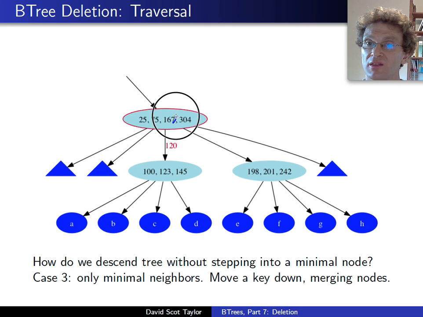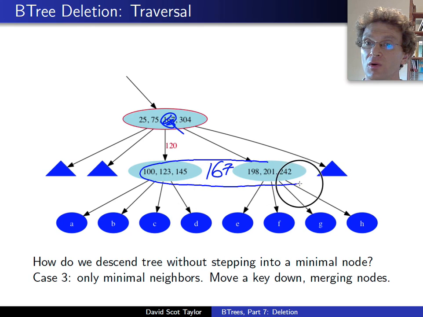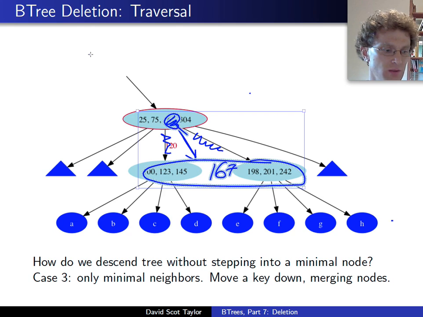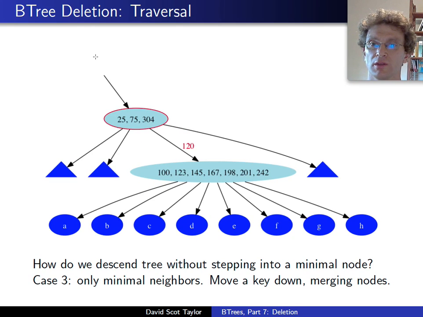So what I'm going to do is I'm going to take this key that separated them. I'm going to put it down here, 167. Sort of combine all these things into one big leaf. Now, of course, I no longer have two children here, so I don't want to have this. I have two children turned into one child, and then I'm going to end up getting something that looks like, wow, that looks like this.